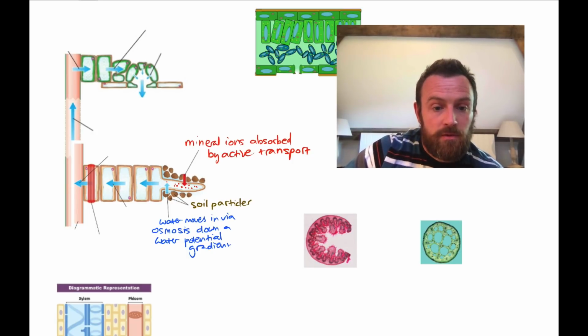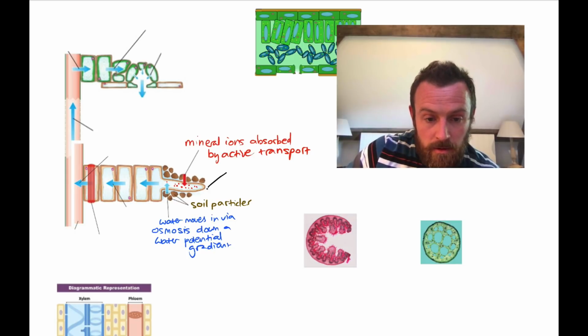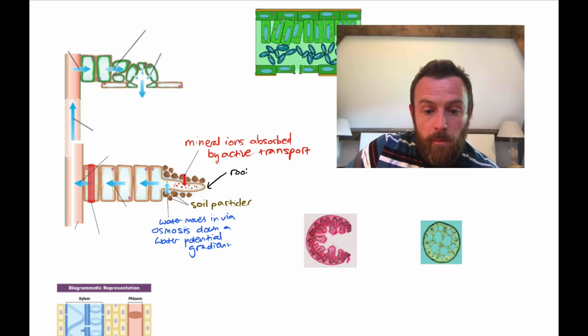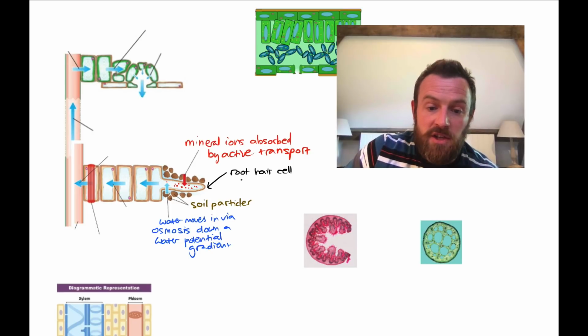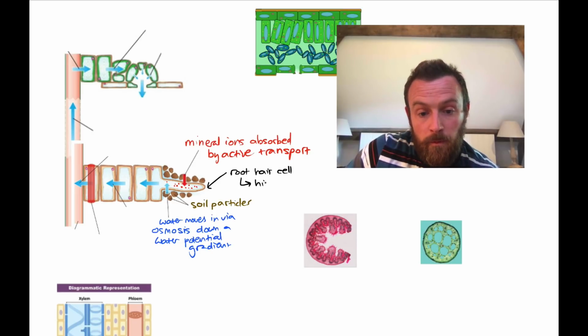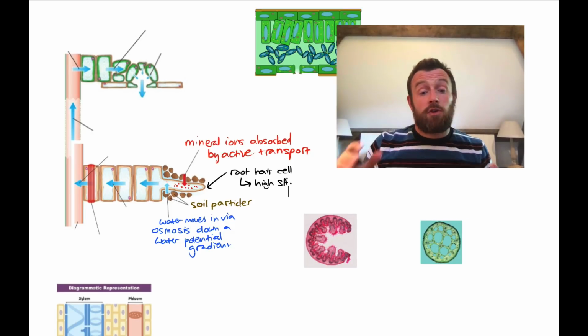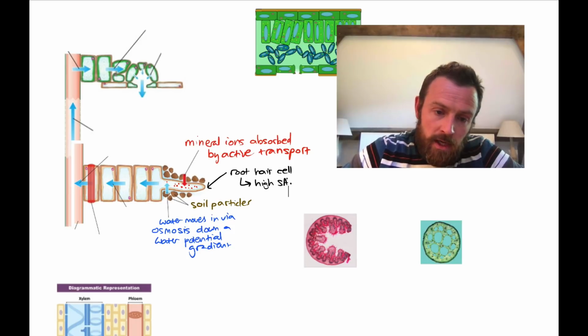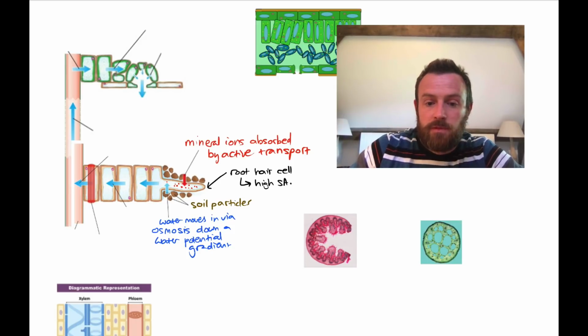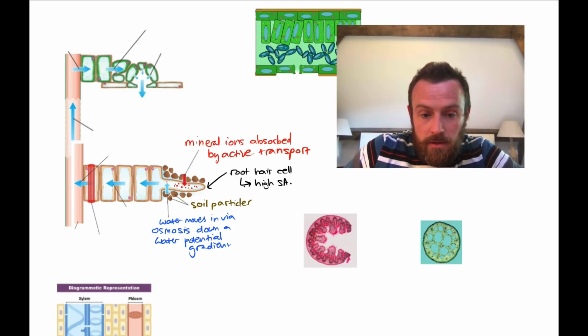So let's just sort of label that. So this actual cell here, this one here, you could draw an outline around it if you like, is a root hair cell. And of course it has a very high surface area. Also, it would have quite a few mitochondria to provide the ATP for the active transport. So it's quite a metabolically active cell. Let's put that as well, mitochondria.